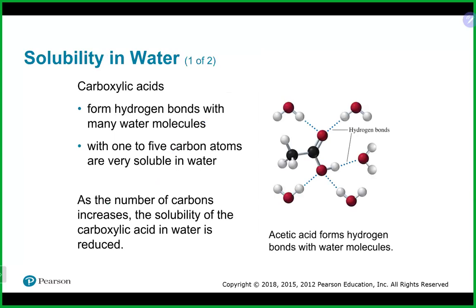They can form hydrogen bonds with lots of water molecules, which does make them soluble. But pretty much like all organic molecules, even though they do have these two polar groups, if you increase the non-polar side of the molecule, where it's just the carbons and the hydrogens, we do start to see a decrease in the solubility, kind of like what we saw with alcohols as well.